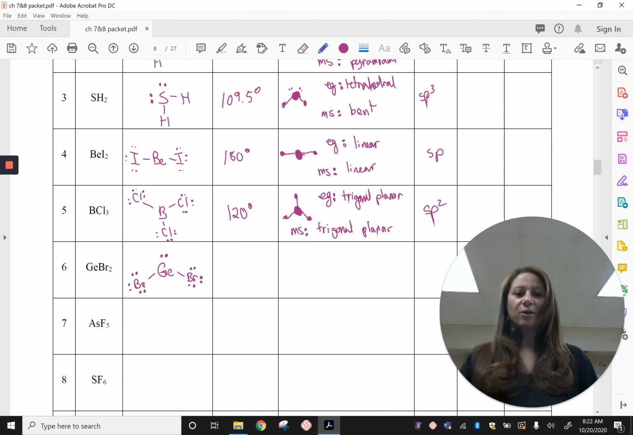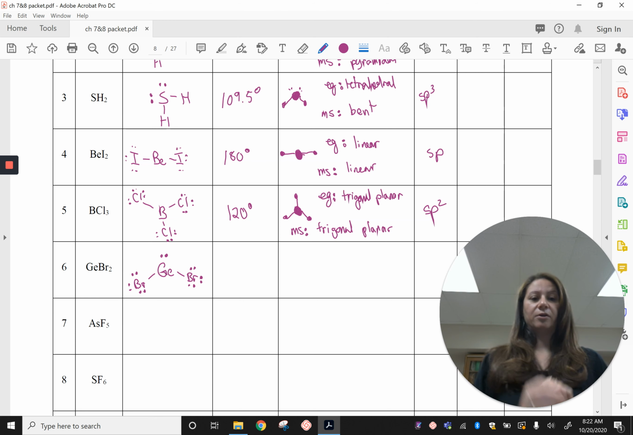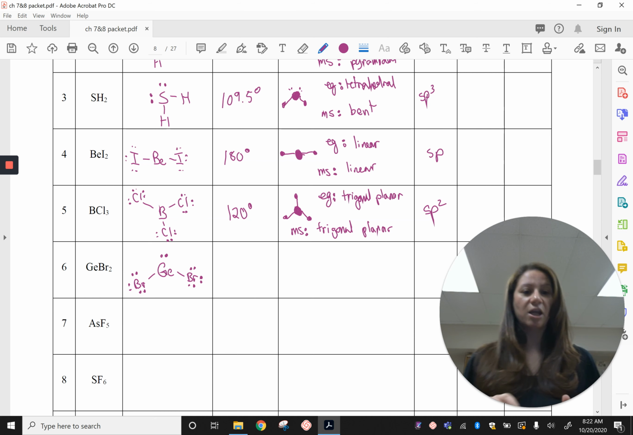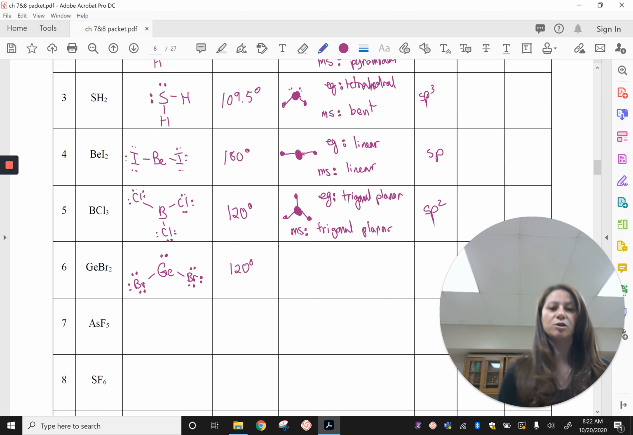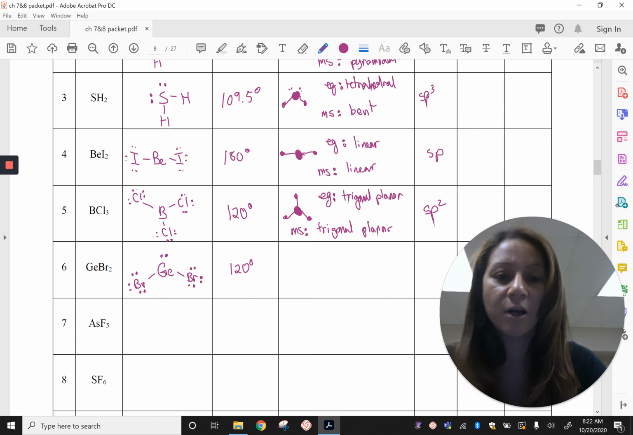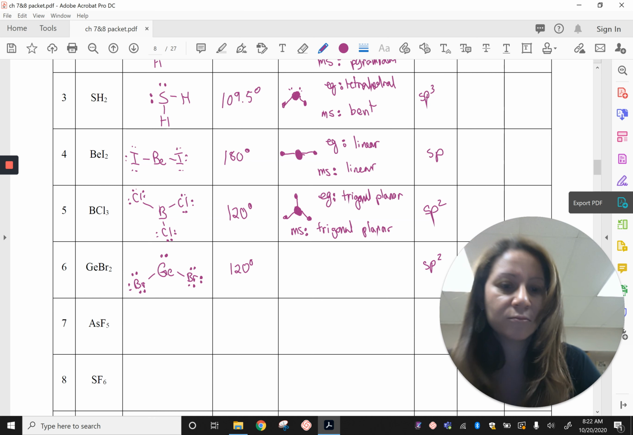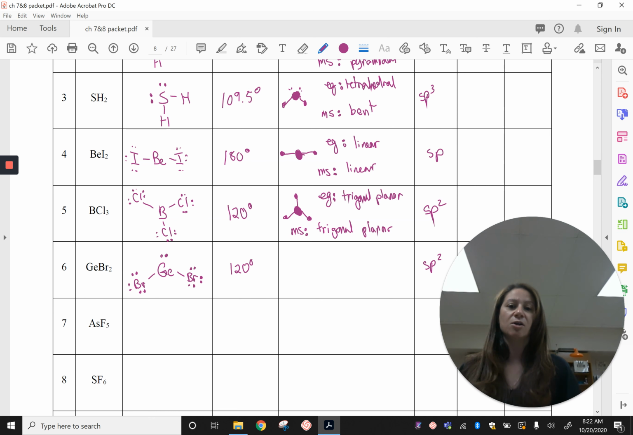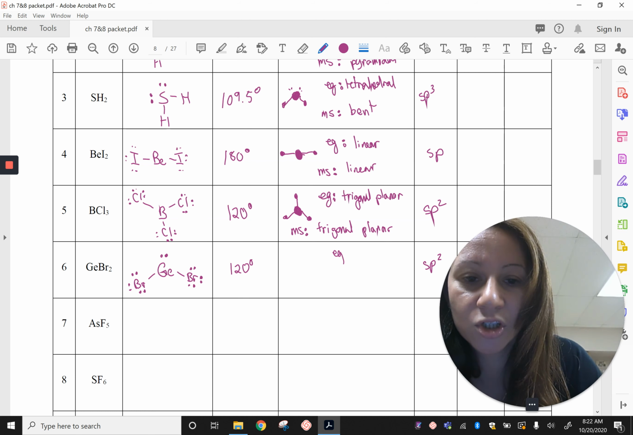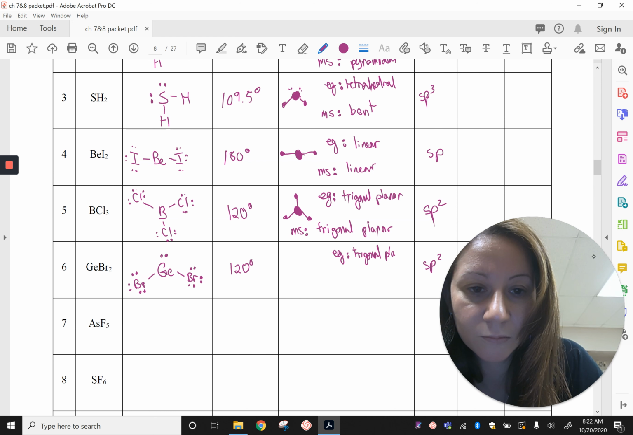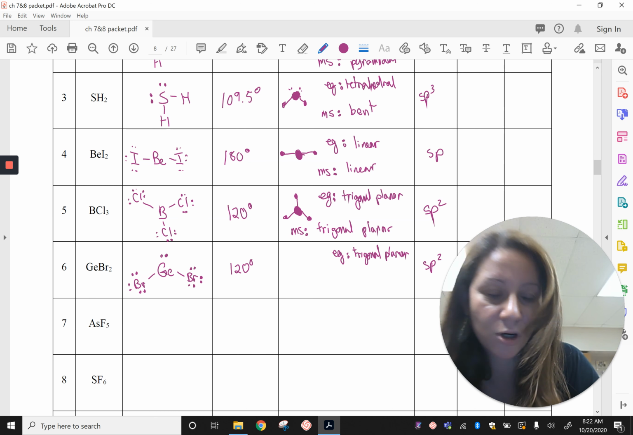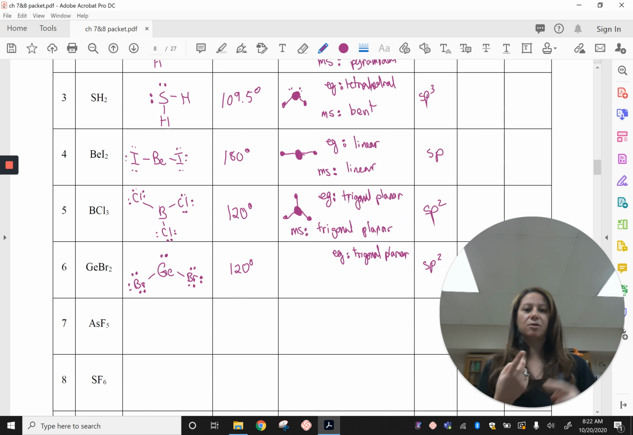First thing you do, count how many areas of electrons there are. There are 3 areas of electrons. That tells you the angle is 120, because 3 things can be as far away from each other as 120. It tells you the hybrid is sp2. 3 orbitals need to mix. It also tells you the electron geometry is going to be trigonal planar. So as soon as you draw your Lewis dot structure, count how many areas. It tells you the angle, it tells you the hybrid, it tells you the electron geometry.